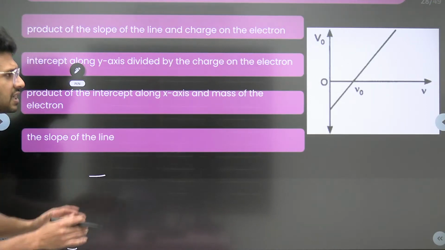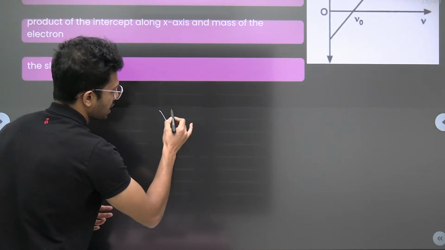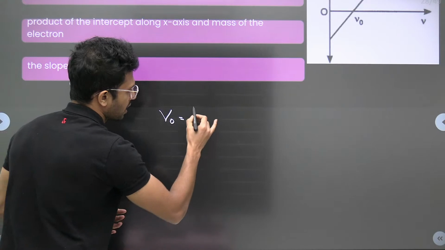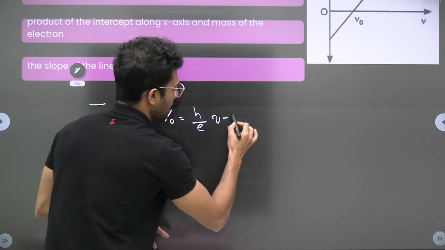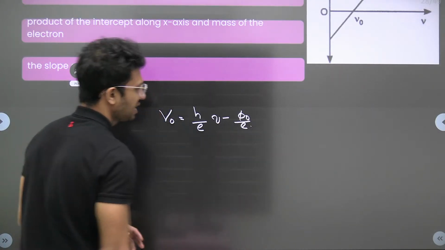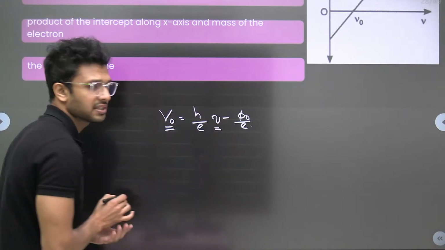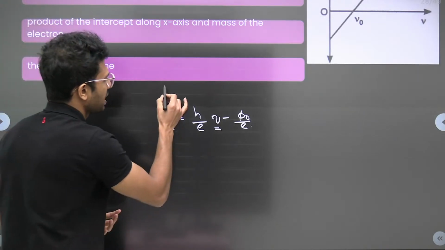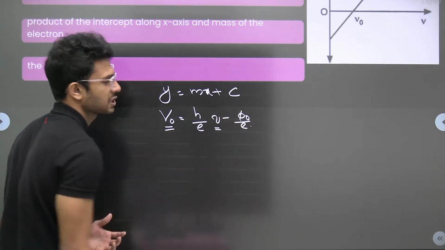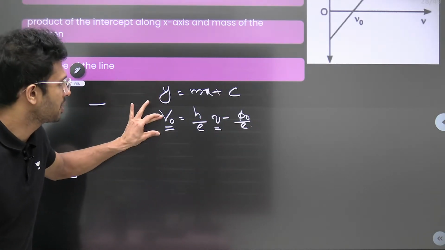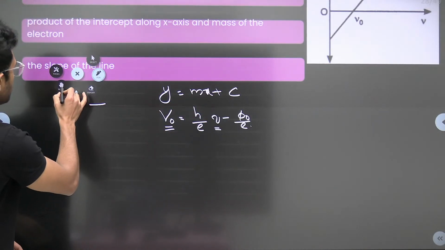Very simple. You just need to write down the basic formula for stopping potential. Stopping potential V naught is equal to h nu by e minus phi naught divided by e. This is an equation for stopping potential and frequency. How can you compare? Just compare it with the basic equation for a straight line, y equals mx plus c. On the y-axis, stopping potential. On the x-axis, frequency. There we have it, right?